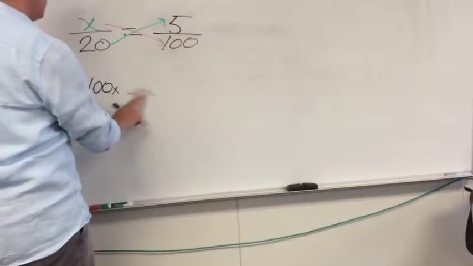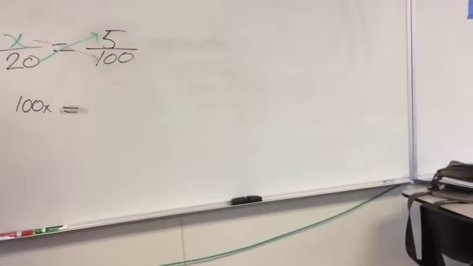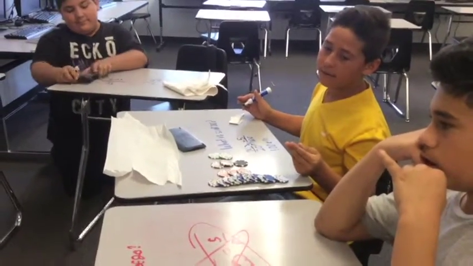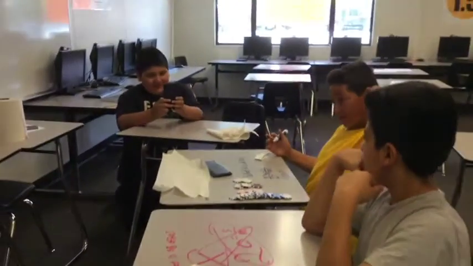Somebody tell me what's 20 times 5. 5, 10, 15, 20, 25, 30, 35, 40, 45, 50, 55, 60, 65, 70, 75, 80, 85, 90, 95, 100. That's why we have calculators. 100.